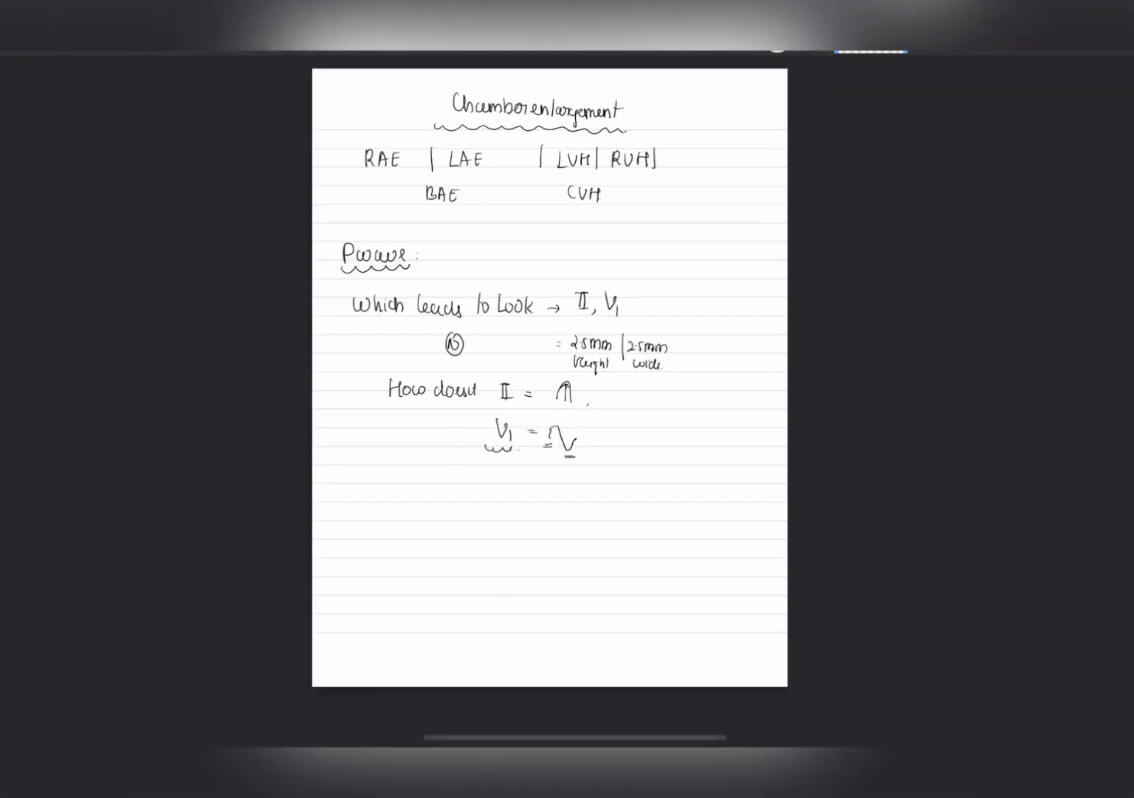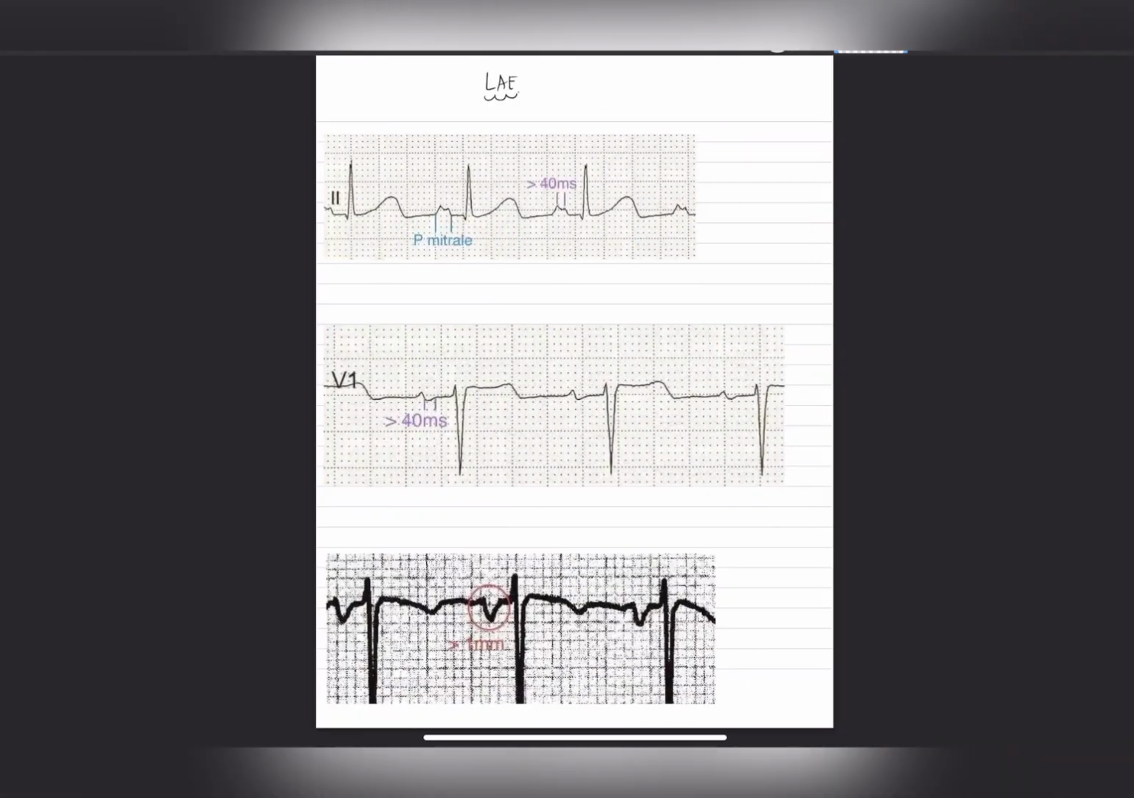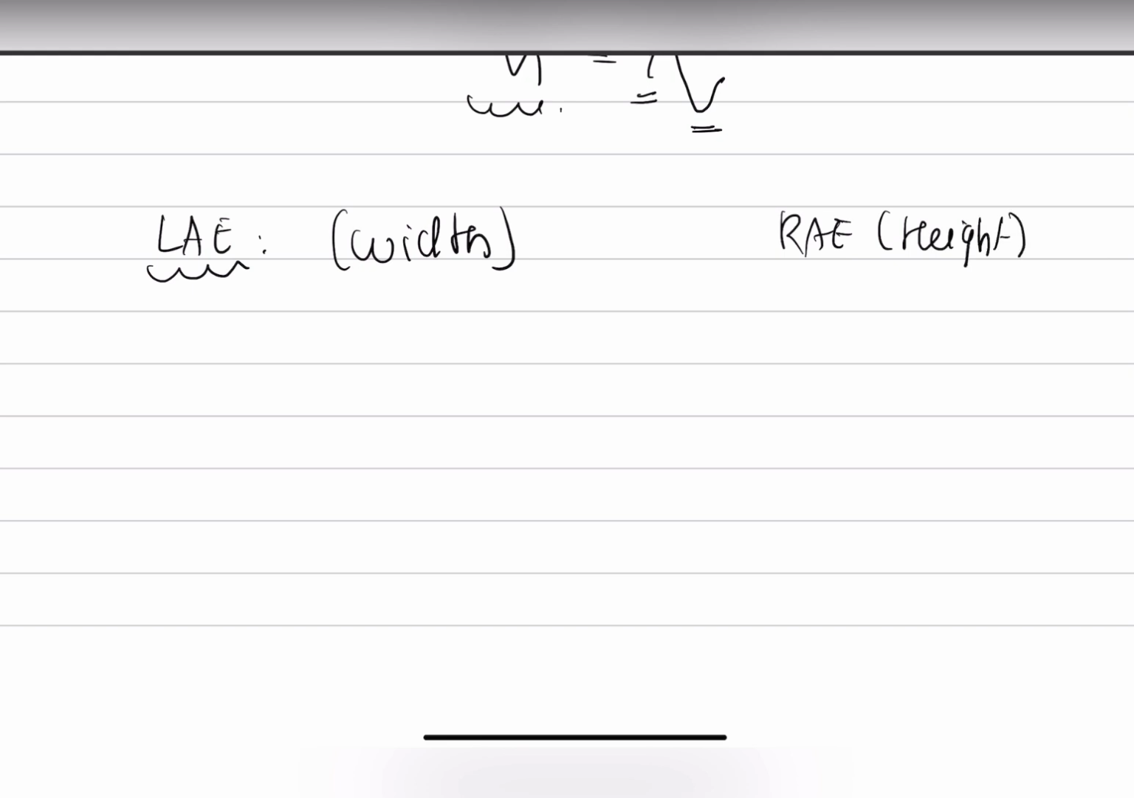Okay, now we go into the major topic. First we will discuss left atrial enlargement. What are the causes of left atrial enlargement? How does it appear on ECG? First thing, left atrial enlargement is more about the width, and right atrial enlargement will be more about the height. So this is the basic example. We'll discuss the points in detail.